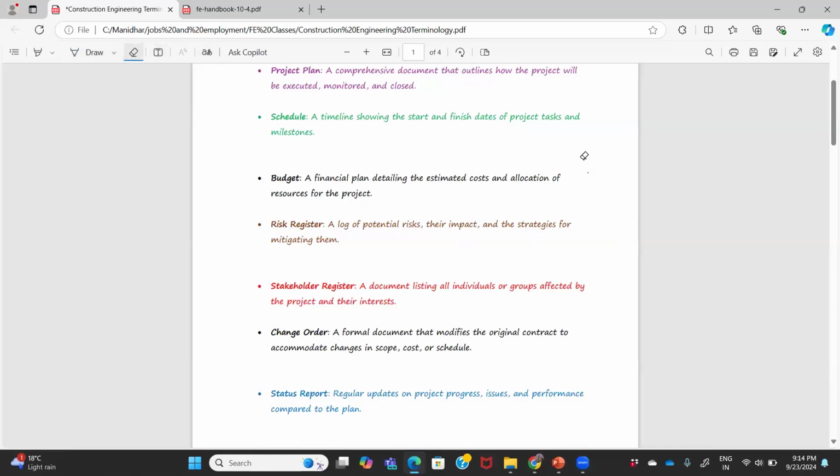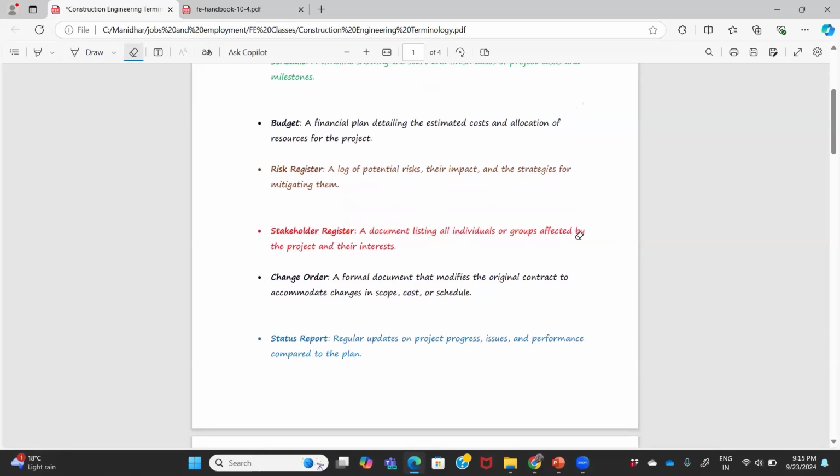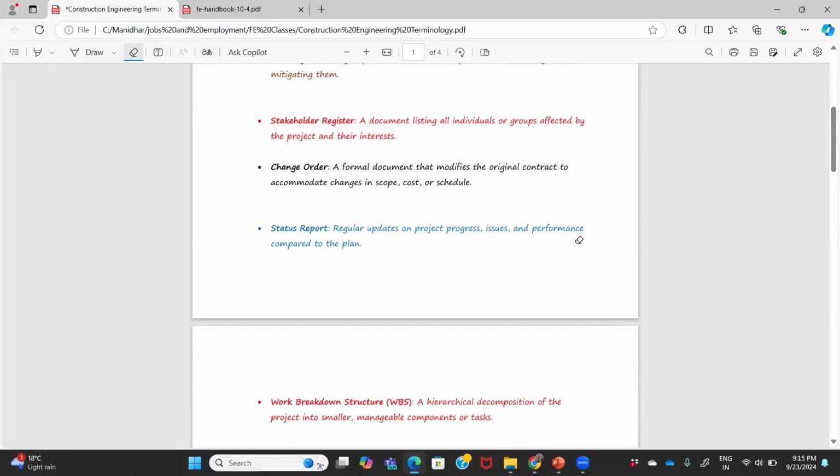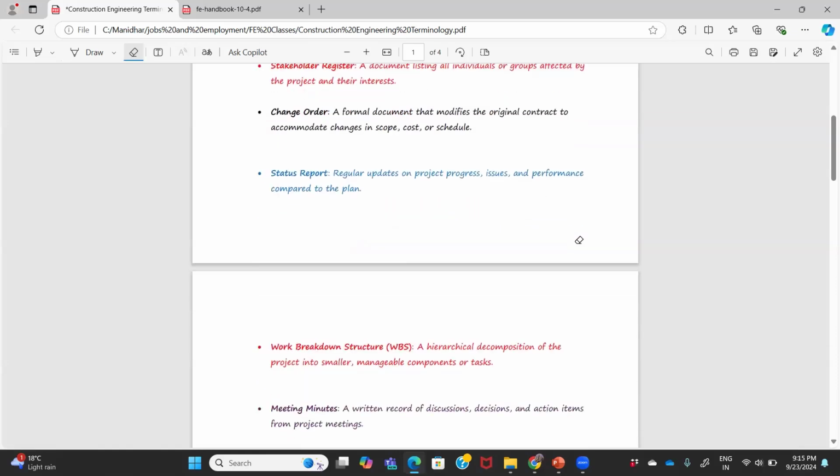And what does a stakeholder register represent? It represents all the parties included within the project, and each and everyone's responsibilities and roles are given in that particular register. What is a client obliged to do, and what is an engineer obliged to do? Similarly, what the contractor has to do on their site. Change order, we already discussed about it. Status report: as a site engineer or inspector, you have to update the report of the site at the end of the day to your next level boss or the management.